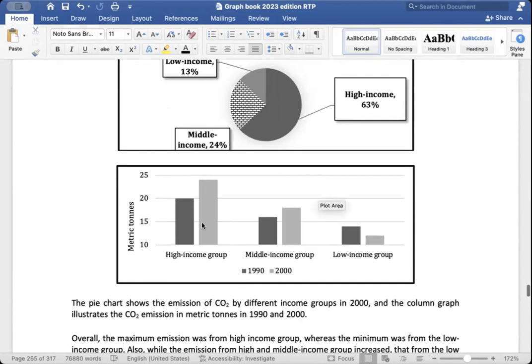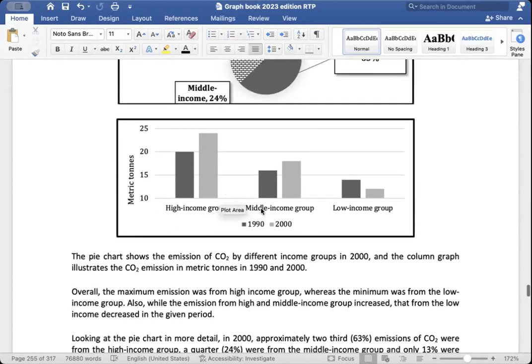Now, this is in metric tons. Here you can see 2 years are there, so I will try to frame a sentence showing the trends here. Can you see the trends here also? While the emission from high and middle income groups increased, that from the low income group decreased in the given period. So this is the sentence of trends.